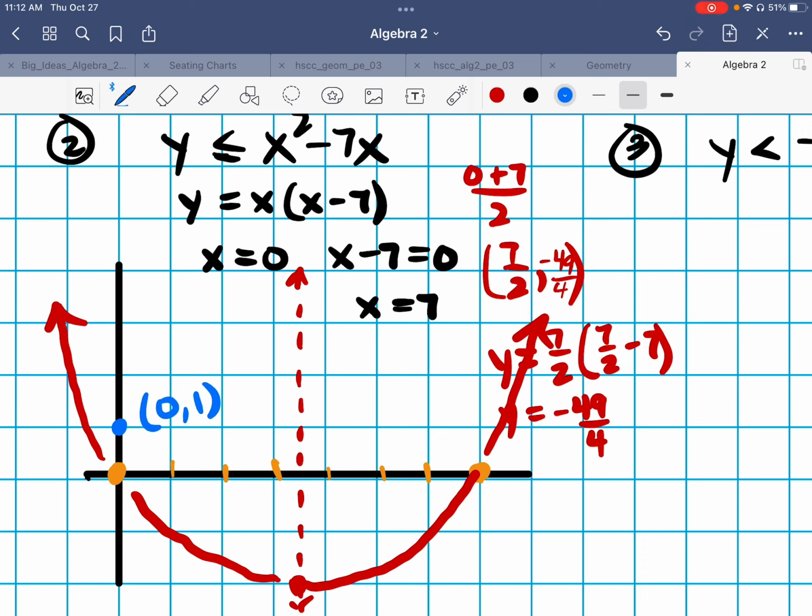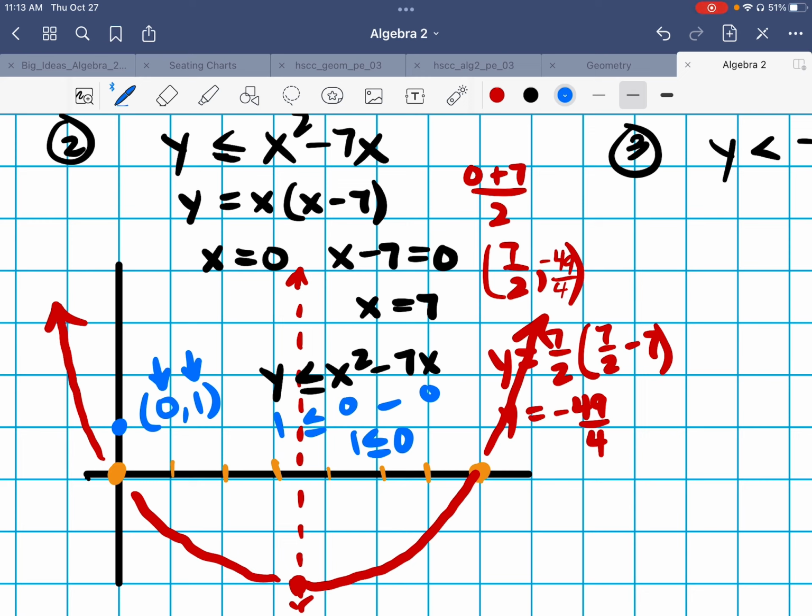So I take 0, 1, and I plug it into the original equation, which is y is less than or equal to x squared minus 7x. I'm going to plug in 0 for all the x's, 0 for that x, 0 for that x, and 1 for the y, because that's what it says. I have 1 is less than or equal to 0 minus 0. 1 is less than or equal to 0.